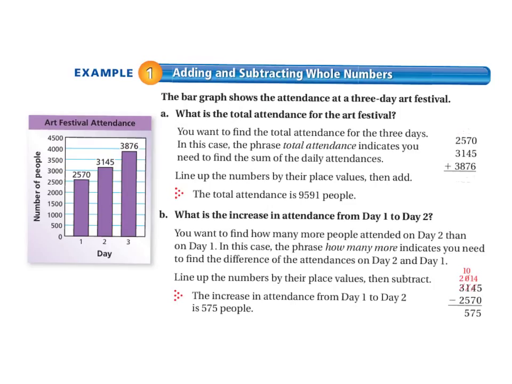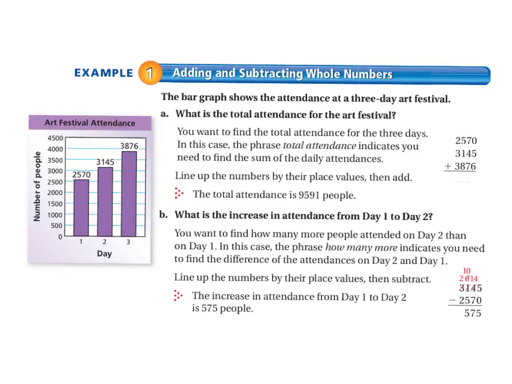But what we need to do before we do anything is look over this bar graph. It says it's a bar graph of an art festival attendance, and there's 3 days of attendance. So art festival attendance, there's 3 days, 1, 2, 3, right across the bottom. The number of people, they have 500, 1,000, 1,500, 2,000, 2,500, 3,000, 3,500, 4,000, and so on. And then you can see here on this bar graph, you don't have to guess where the numbers are. They give us 2570, 3145, and 3876. It says, what is the total attendance of the art festival?